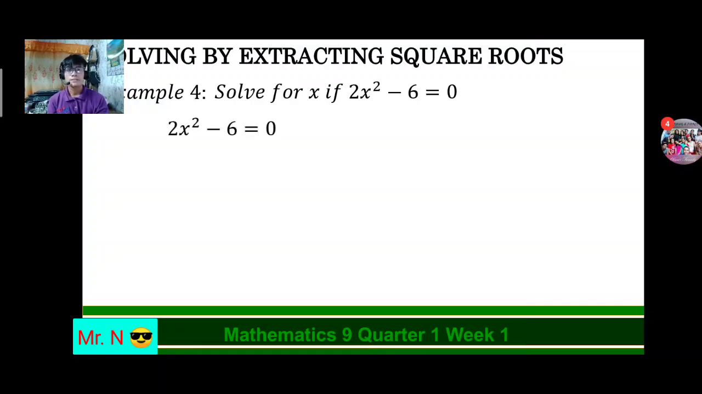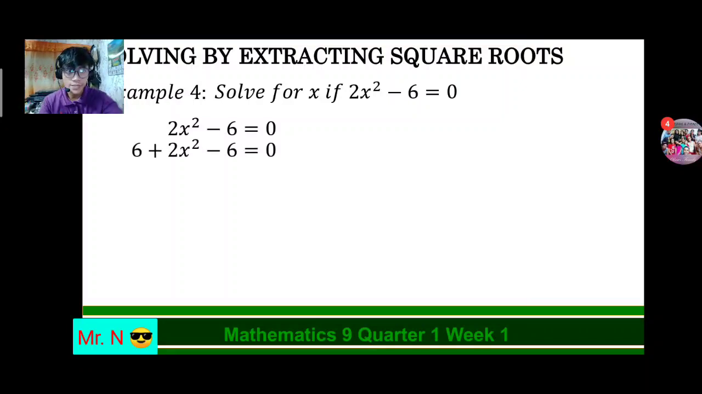Using the given equation, 2x squared minus 6 equals 0, kailangan makagawa tayo ng x squared is equals to k. So, to do that, we should remove negative 6 on the left. To do that, we need to use the addition property of equality. So, we're going to add the opposite of negative 6, which is positive 6.